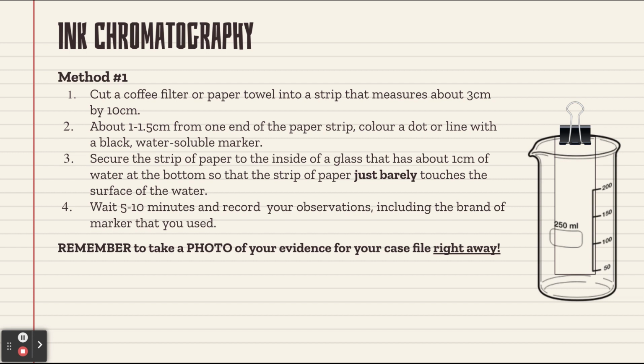Secure the strip of paper to the inside of a glass that has about 1 centimeter of water at the bottom so that the strip of paper just barely touches the surface of the water. Wait 5 to 10 minutes and record your observations, including the brand of marker that you used. Again, remember to take a photo of your evidence for your case file right away.